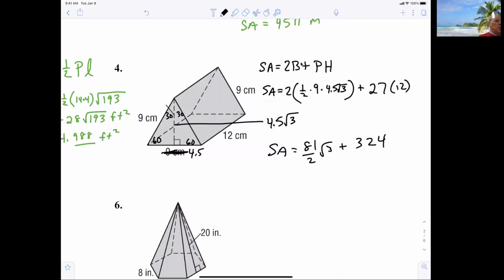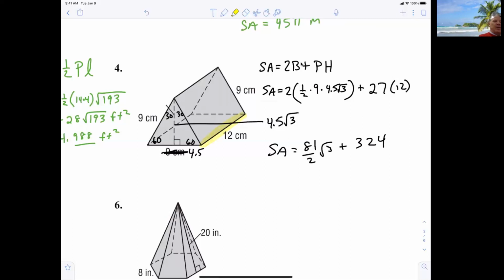Okay, Sam, who said that? Sam, the distance between the two bases. What is that? 15. The height. Leave Sam alone.